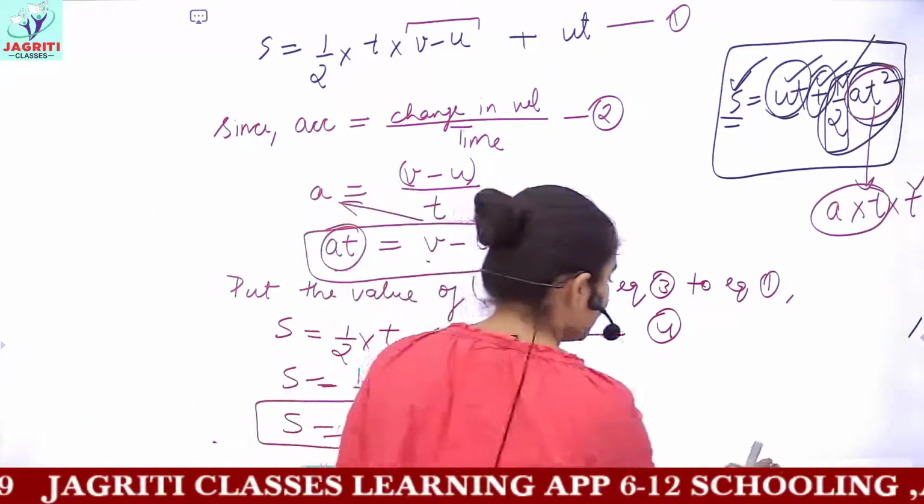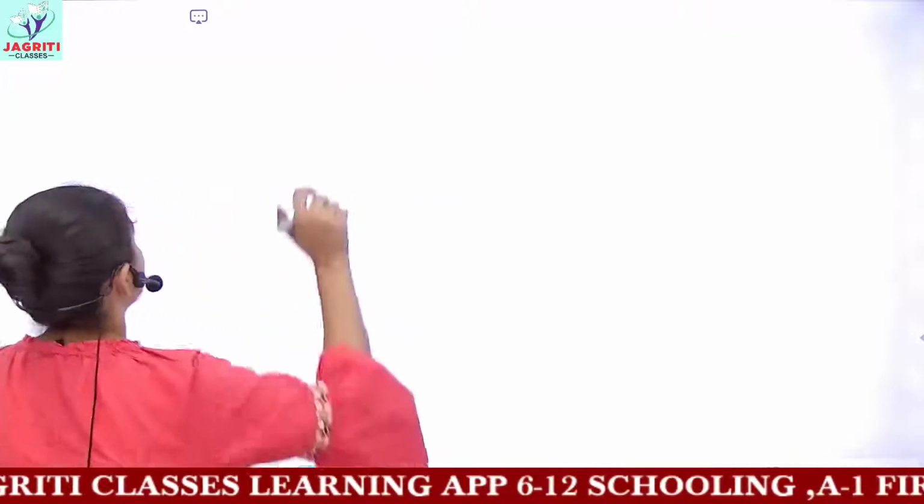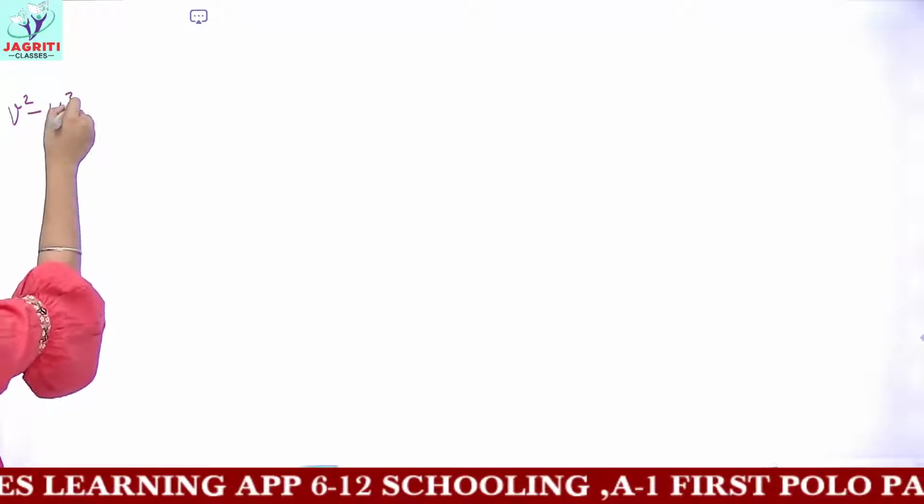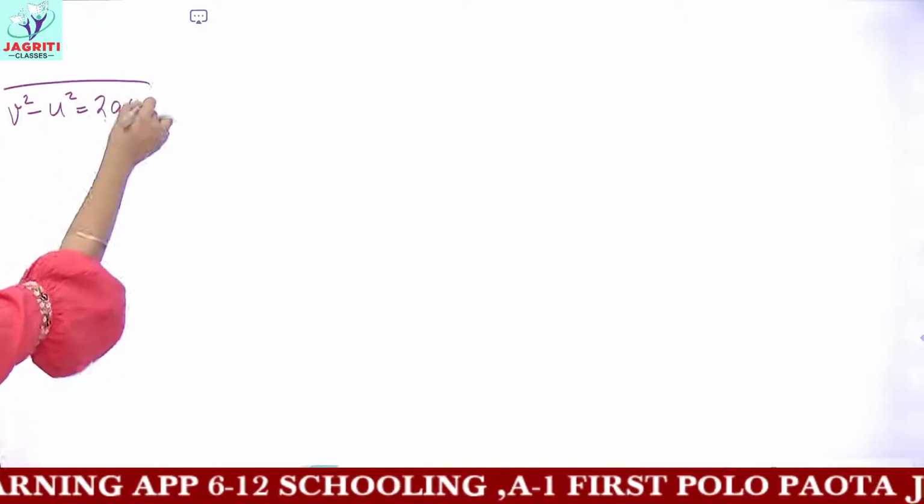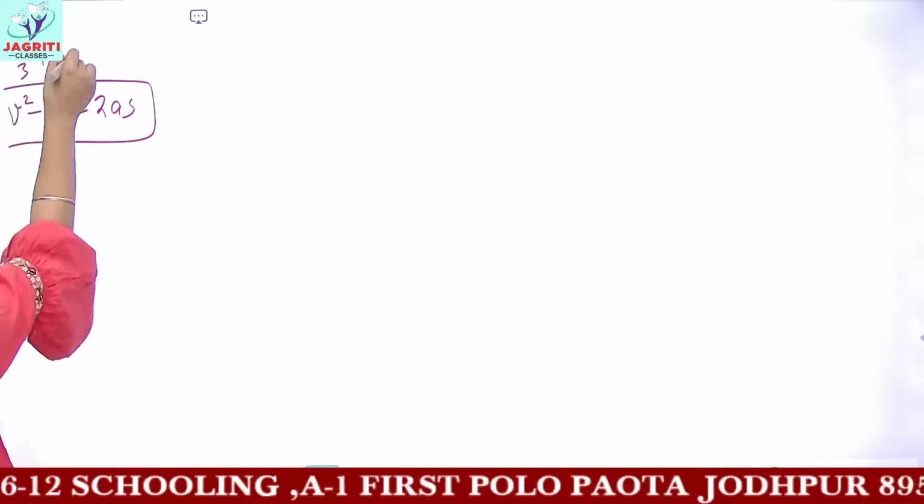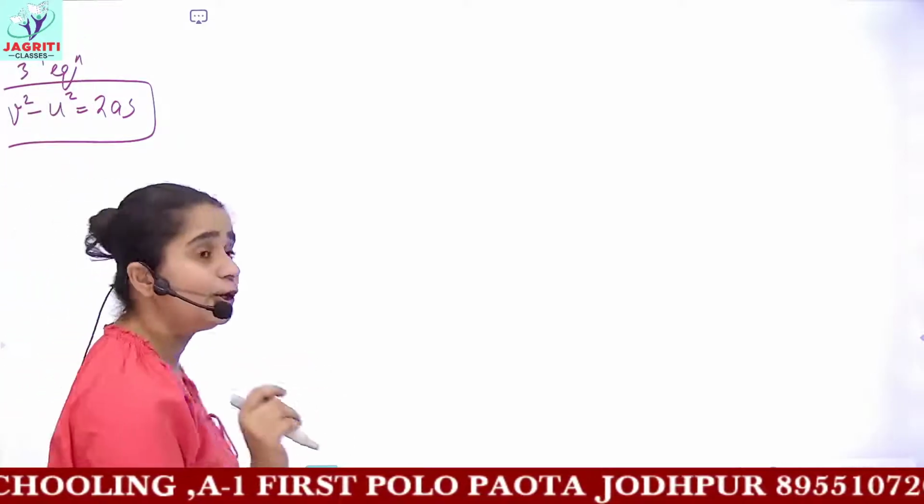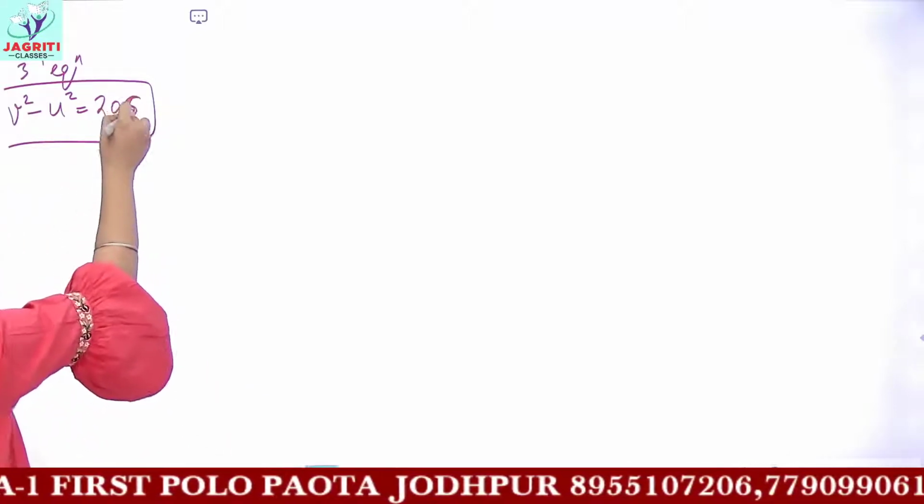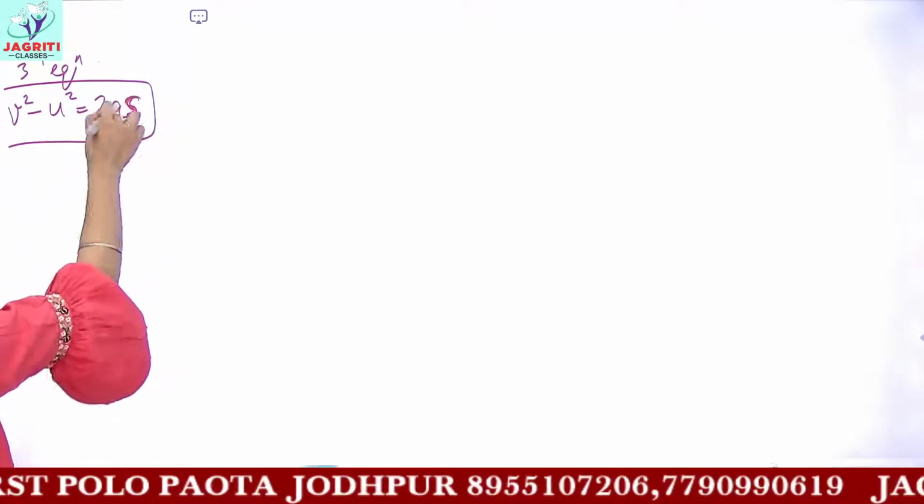Now we will be deriving the third equation of motion. For deriving the third equation, I want to derive v square minus u square equals 2as. This is the third equation which I will derive from the graph. Again you have to get the term s here with 2a, of course, but you want the term s.